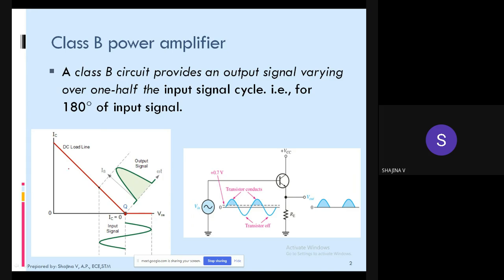Okay. So you can see this if you check the DC load line. Okay. This is our input signal. So here our Q point is fixed at the cutoff point, so that this positive half of the input signal will be available at the output. The negative half cycle is not in our operating region on the DC load line, so it will be clipped off. So only the positive half cycle will be available, right?